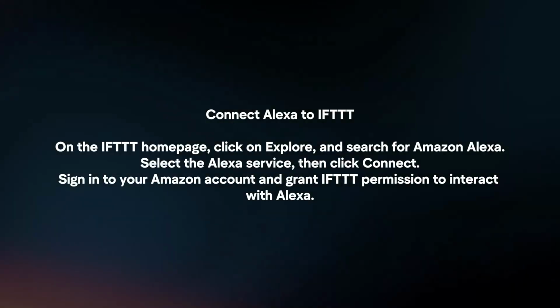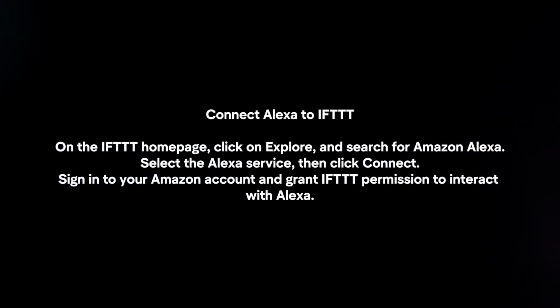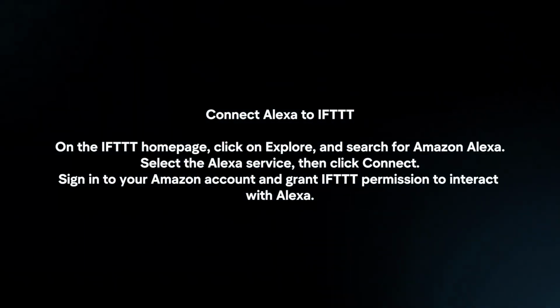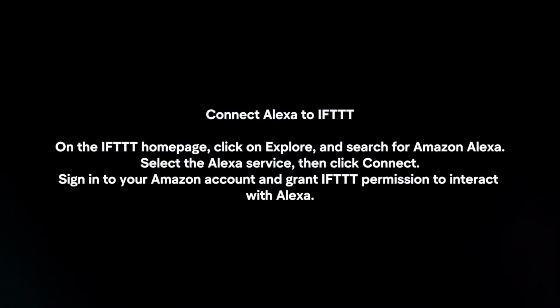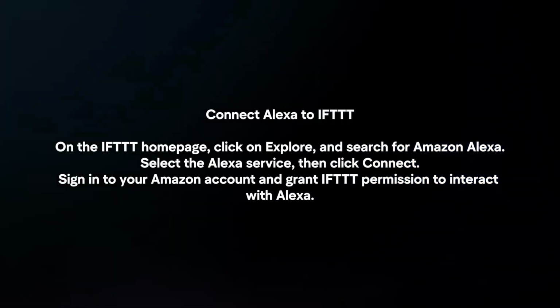Connect Alexa to IFTTT. On the IFTTT homepage, click on Explore and search for Amazon Alexa. Select the Alexa service, then click Connect. Sign into your Amazon account and grant IFTTT permission to interact with Alexa.